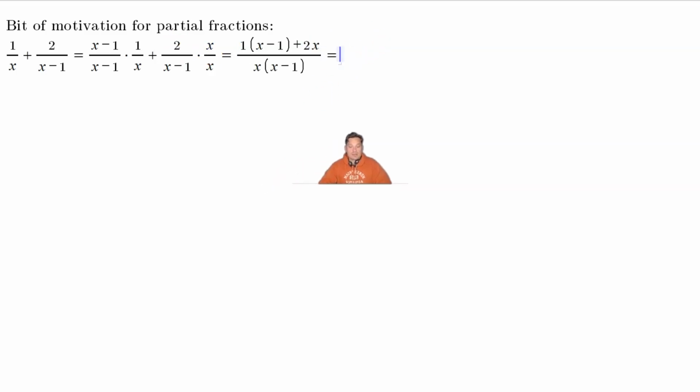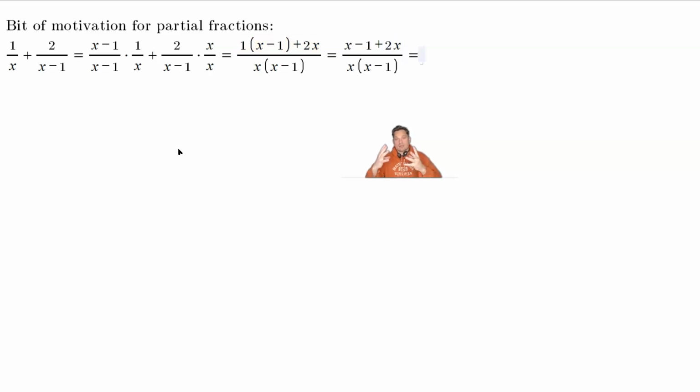Now continue with this process. You're going to have 1 times x minus 1. So let me copy the bottom. It's already the same thing. It's just x times x minus 1. But in the top, I have 1 times x minus 1, which is just x minus 1. And then you attach that 2x. Okay, lastly, combine the terms in the top. When I do that, it's going to give me x plus 2x, which is 3x, and then minus 1. And in the bottom, I have x times x minus 1. So this expression, 3x minus 1 over x times x minus 1, is what we generate from adding 1 over x plus 2 over x minus 1. We're adding those two, we're generating that.